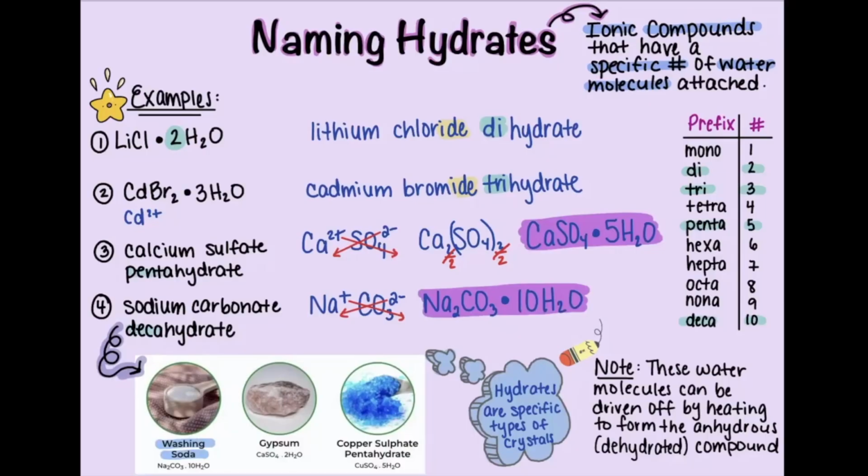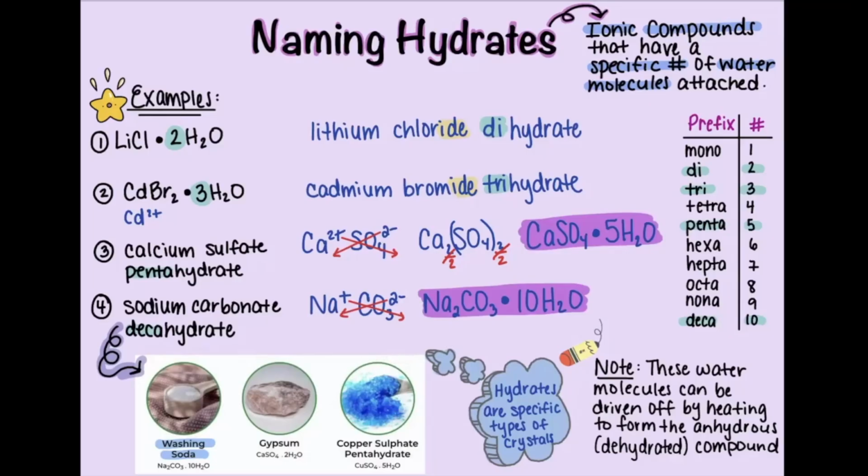And guys, at the end of the day, hydrates are a specific type of crystal. So some other common examples include gypsum, which is the main constituent in many forms of sidewalk chalk, plaster, drywall, etc. And copper sulfate pentahydrate is one of my faves. It's actually a really fun one that you may have seen in the lab. It's that bright blue crystal.